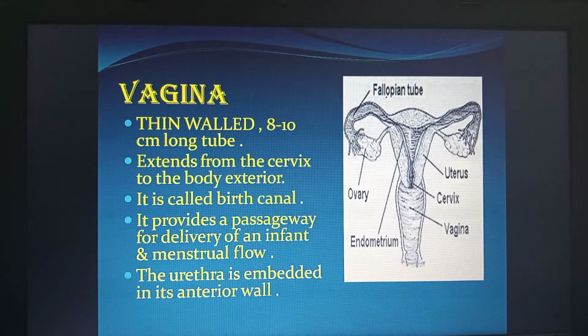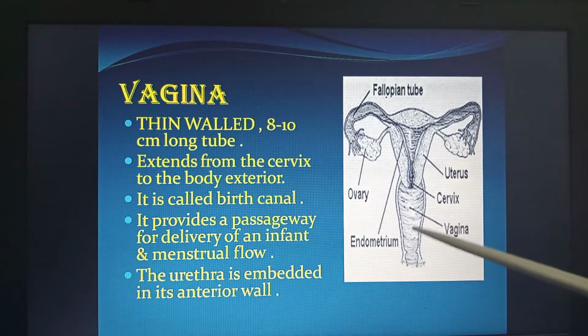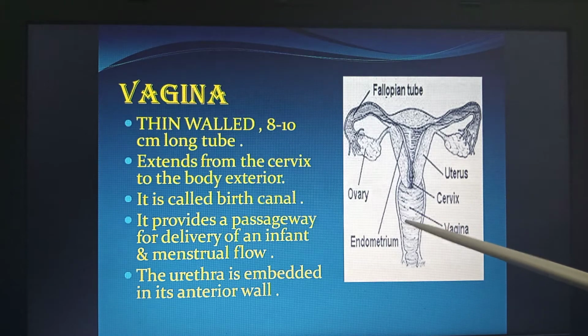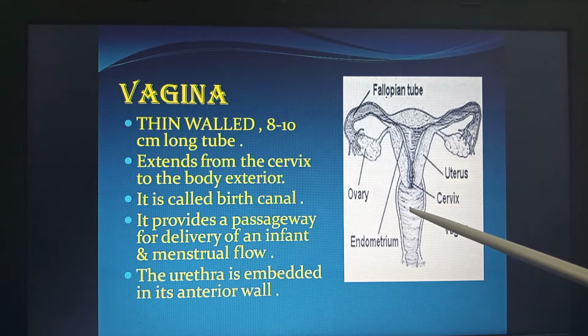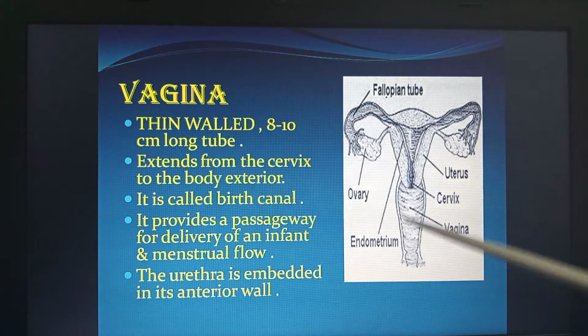Vagina, thin-walled, 8 to 10 centimeter long tube, extends from the cervix to the body exterior. It is called birth canal. It provides a passageway for delivery of an infant and menstrual flow. Urethra is embedded in its anterior wall.